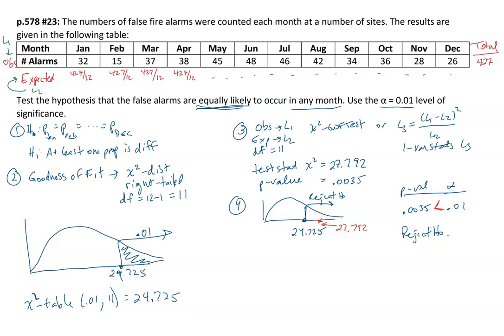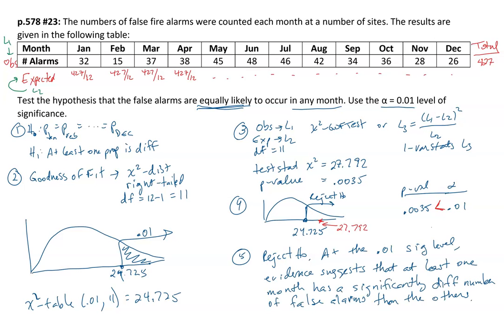And, oops, sorry, that's our step 5. So we need to make a statement about fire alarms. So this is what I wrote. At the 0.01 significance level, evidence suggests that at least 1 month has a significantly different number of false alarms than the others.